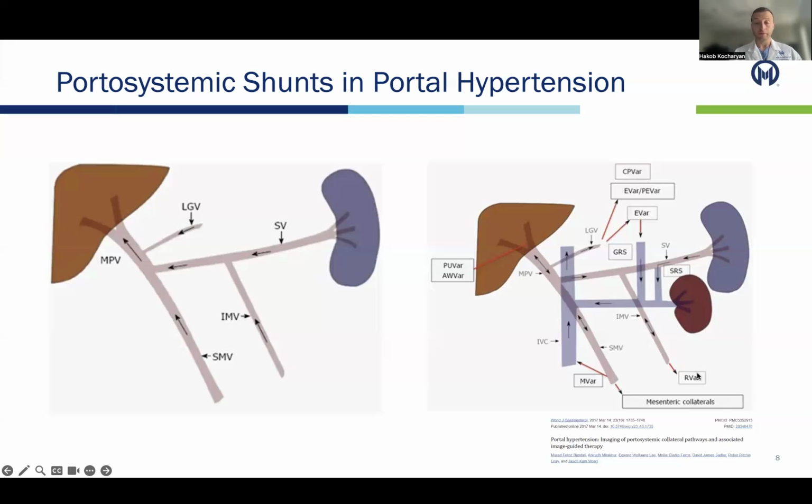Other important varices are rectal varices, mesenteric varices, paraumbilical and abdominal wall varices, and although not depicted here, pancreaticoduodenal varices. For the purpose of clarity, let's define the shunts and varices. Shunts are anatomical communications between the portal and systemic venous structures, whereas the varices are end organ draining veins that are under very high pressure and are very prone for rupture and bleeding.